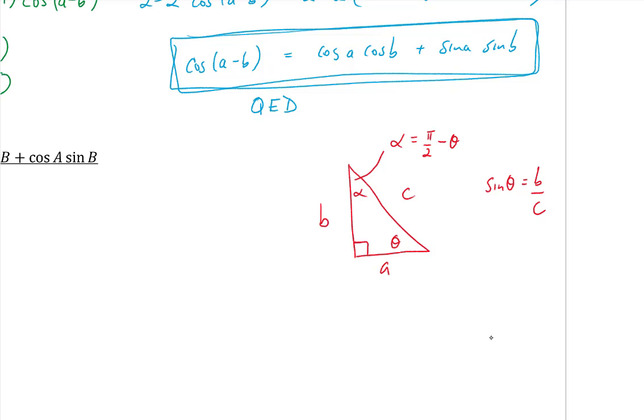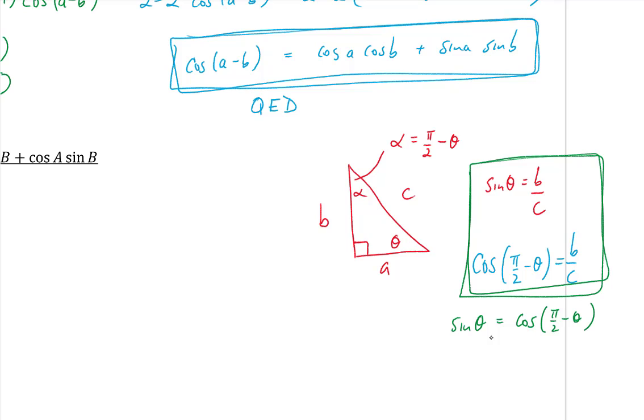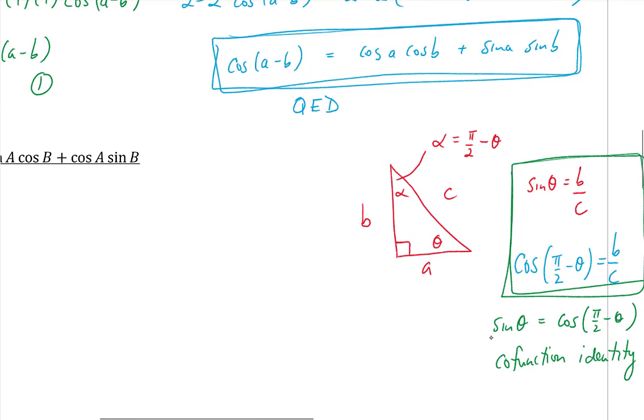So let's look at what cosine is equal to in this example. So cosine of pi over 2 minus theta is equal to, well, looking at this diagram, b over c, which tells us that the sine of theta is equal to the cosine of pi over 2 minus theta, if I put these two equations together. This is called the cofunction identity. So we're going to use that in this proof.